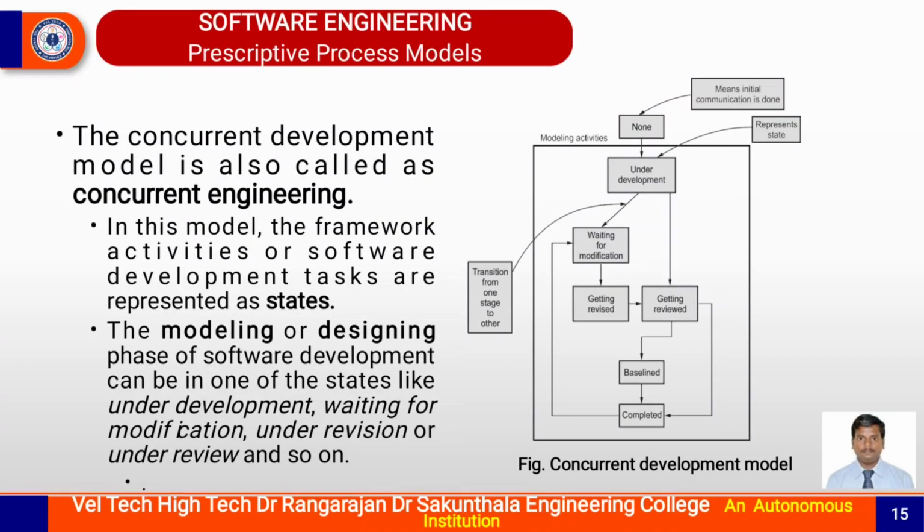So, this model actually has various activities that can occur concurrently, and a network of activities is defined. So, during the modeling, the under development and waiting for modification states occur, where a series of events is defined. This series of events is going to cause a transition from one state to another state. Okay. This is very important, the transition from one state to another state is called triggering. So, this is a network of activities.